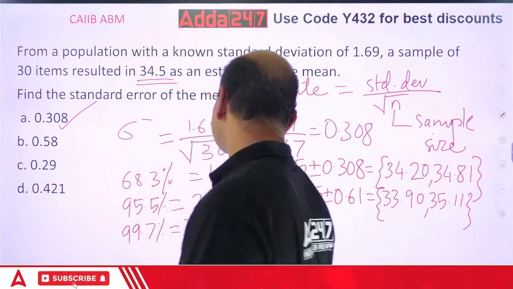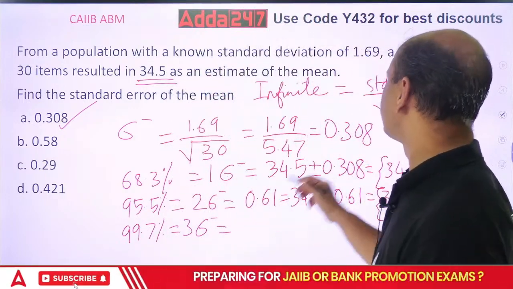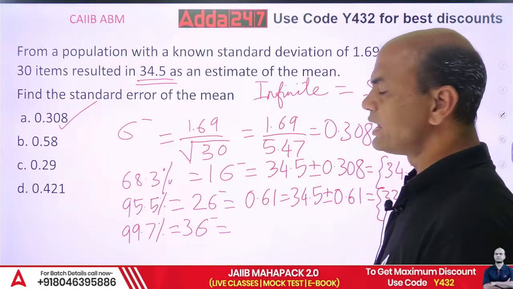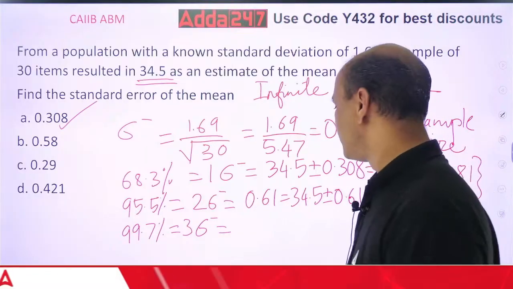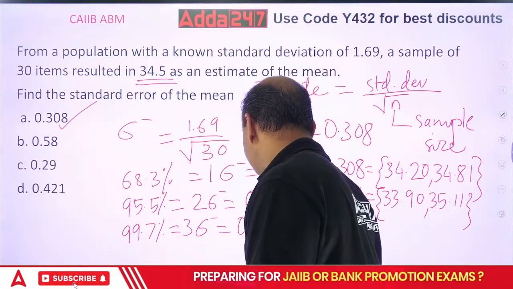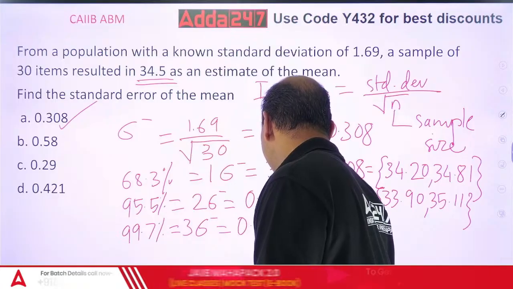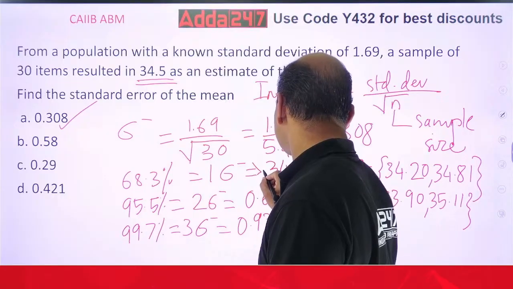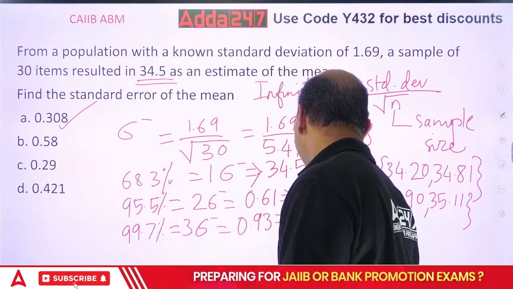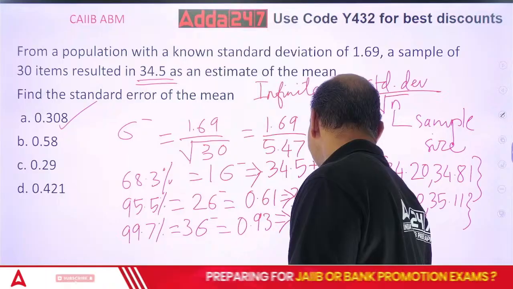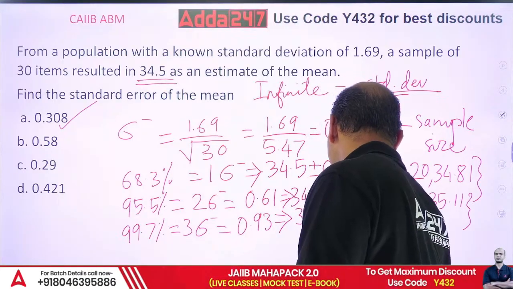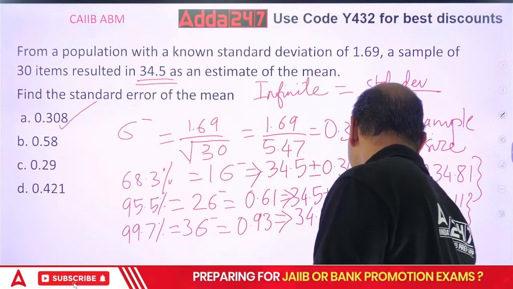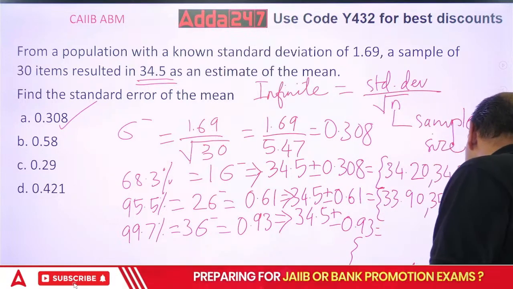Now you give me the answer. So 3 into 0.31 you can take it. Take this as 1 only. So 3 into 0.31. So 0.93. 0.93. So what will you do over here? 34.5 plus or minus 0.93. Now you do this. Find the answer. Okay, for both.